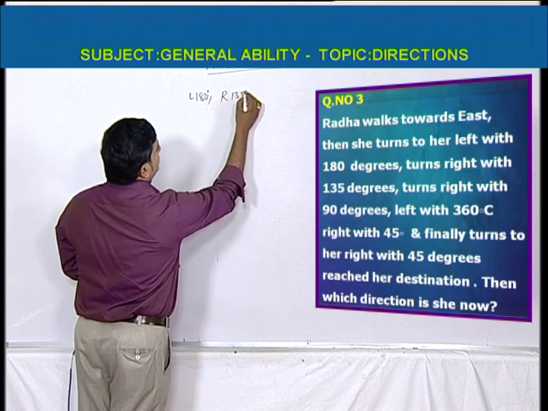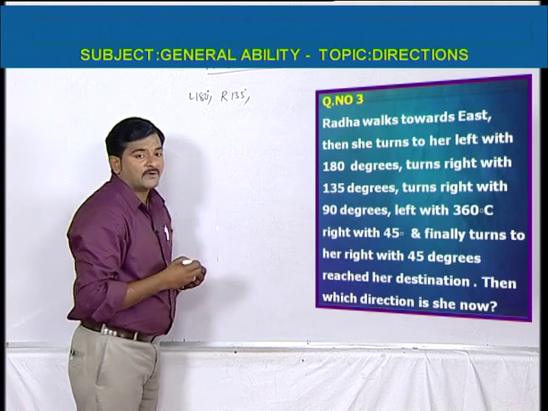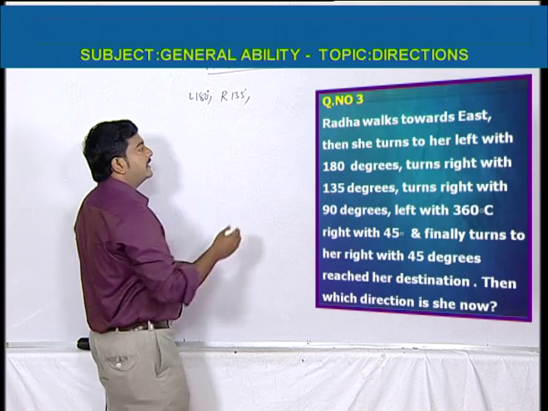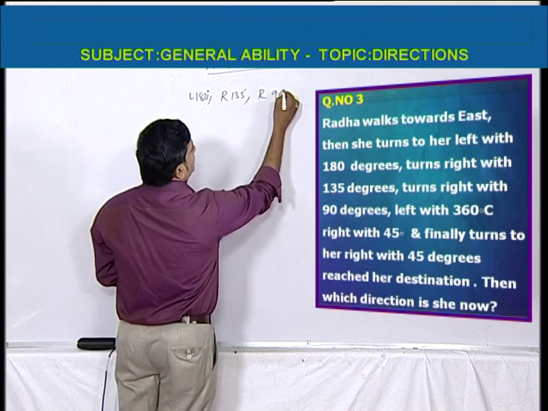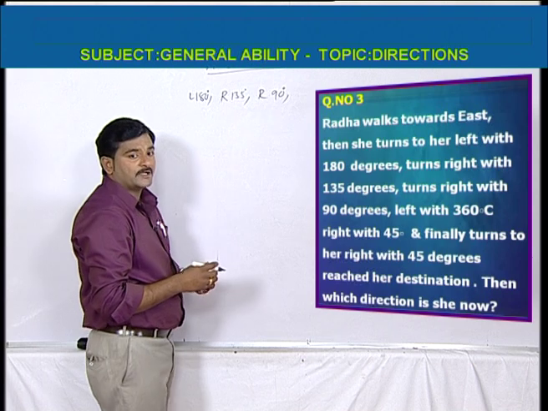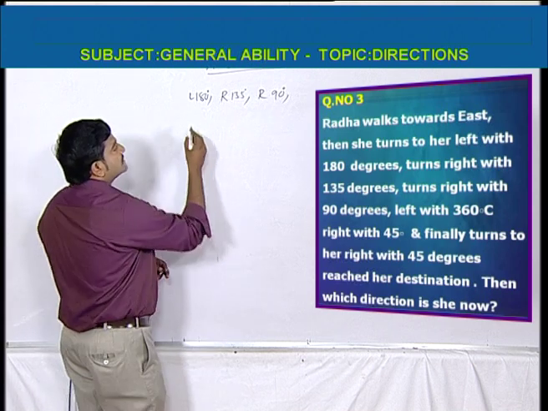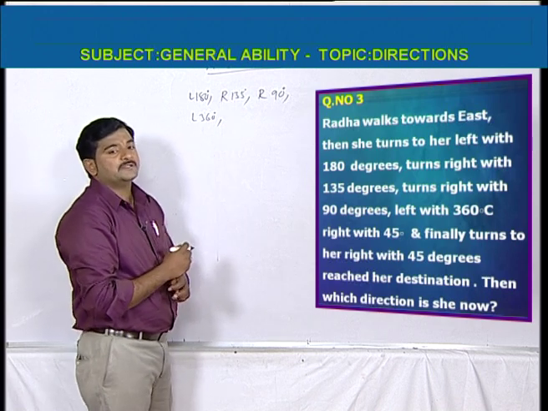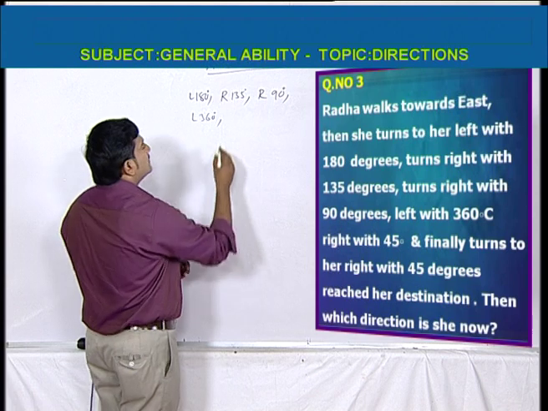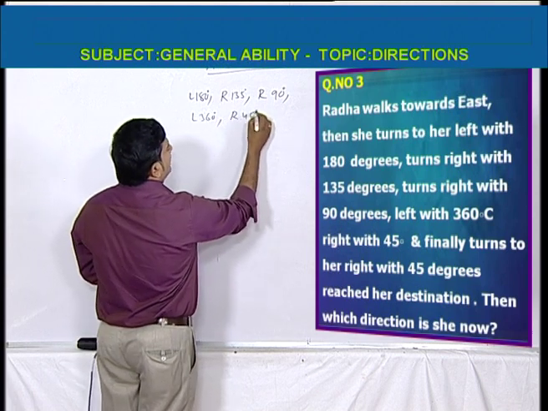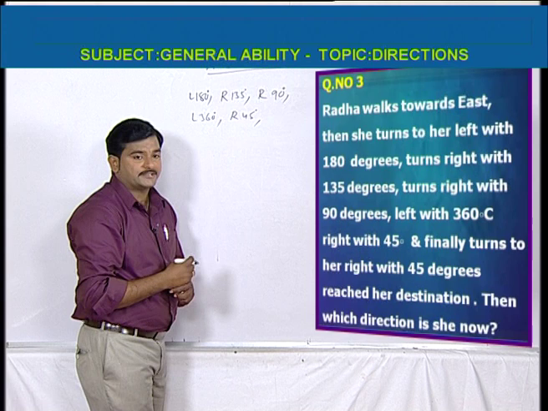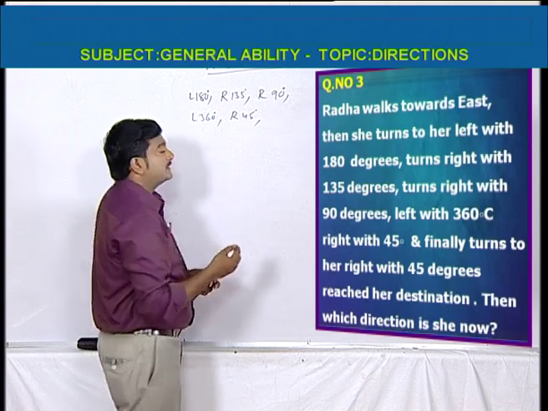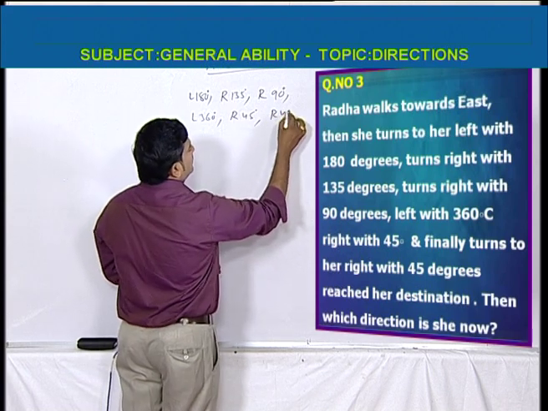Turns right with 135 degrees. Next, turns right again with 90 degrees. And next, he mentioned left with 360 degrees. And next, right with 45 degrees. And finally she turns right with 45 degrees. Again she turns right with 45 degrees.